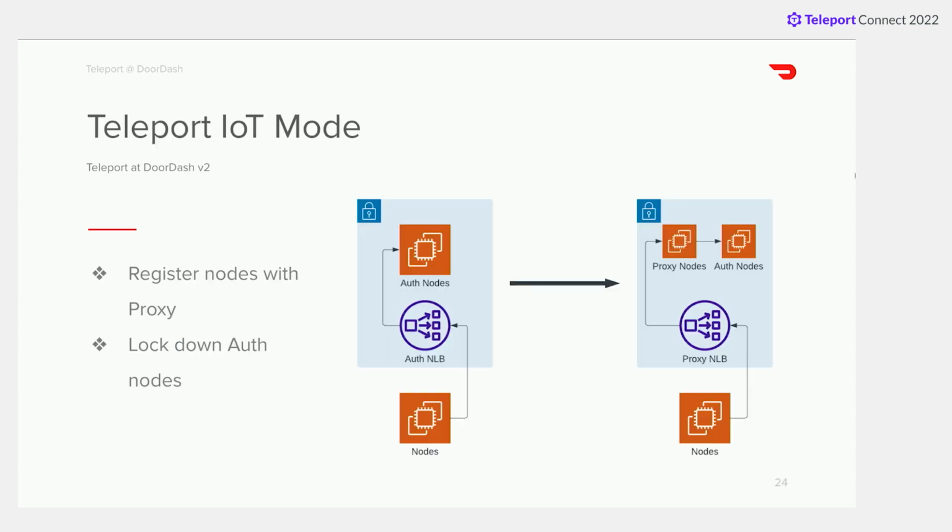We also changed the way that we registered our nodes with our root cluster. So previously we were registering our nodes directly to the auth servers. This required that we expose these auth servers to basically all of the workloads that we needed to register with our root cluster. We preferred to lock down our auth nodes and only expose our proxy, as that is kind of the mechanism for interacting with Teleport. We were able to do that using Teleport IoT mode. So basically you can register your nodes via the proxy instead of your auth servers. And effectively, we were able to lock down access to our auth nodes, which was another great security improvement.